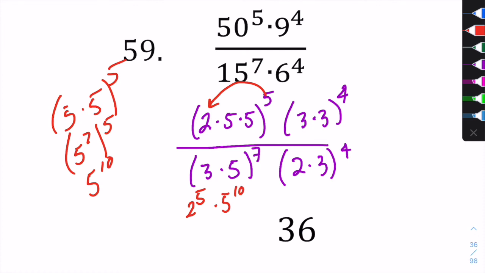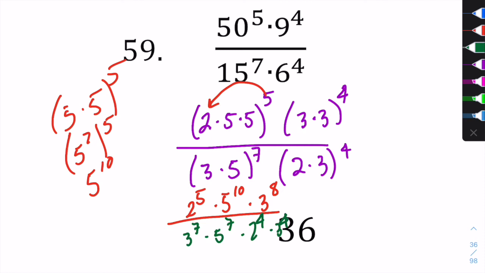All right, 5 to the 10th. Over here, we have 3 times 3, which is 3 squared to the 4th. So that exponent of 2 and exponent of 4 makes exponent of 8. Okay, denominator. We have 3 to the 7th, 5 to the 7th, times 2 to the 4th, 3 to the 4th. Whew! So much happening.